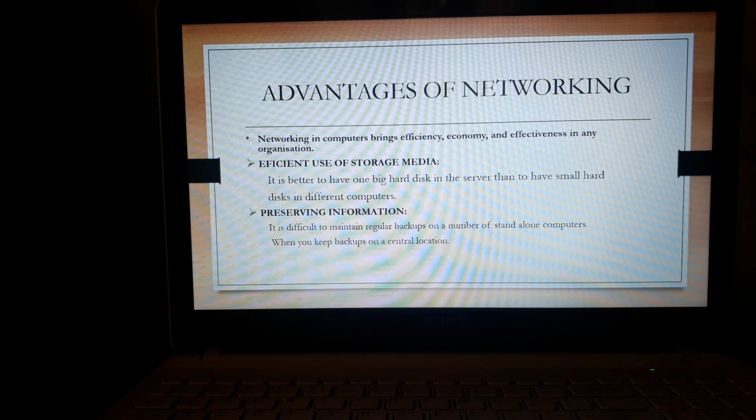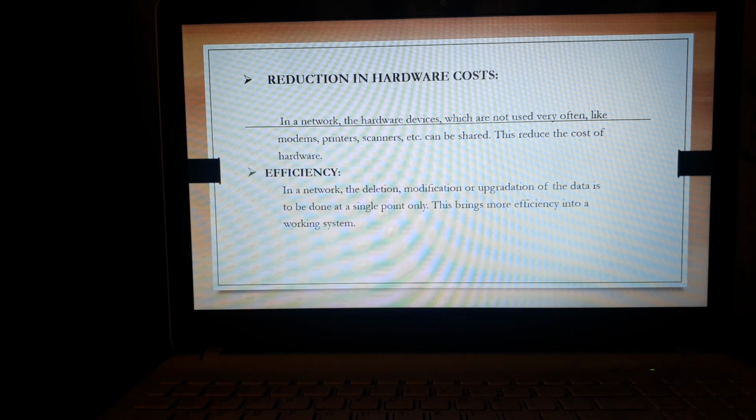So instead of taking a backup in a small computer, in a small hard disk computer or in different computers, if we have the main server, the central computer, the central location, then we keep our backup there in the central location only, so we can safely preserve our information. Okay, now next, reduction in hardware cost.